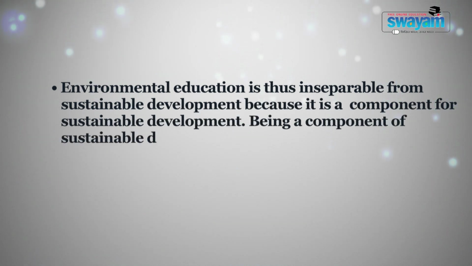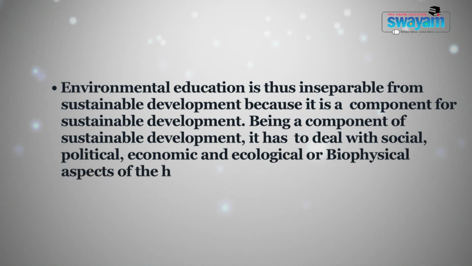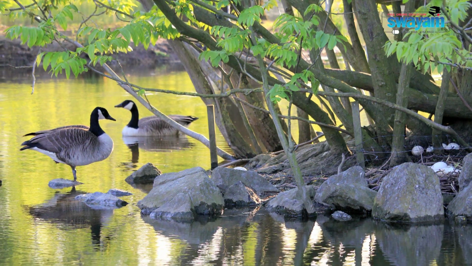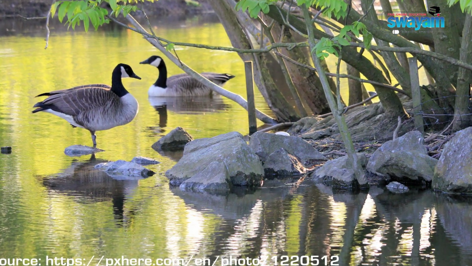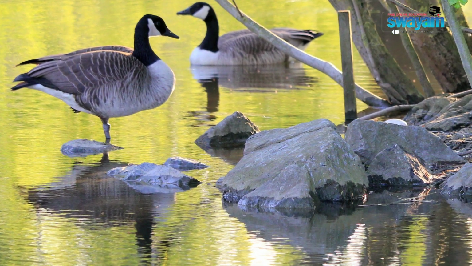Being a component of sustainable development, it has to deal with social, political, economic, and ecological or biophysical aspects of the human environment. Notably, the social aspects deal with people, culture, interactions, services, and utilities. The political aspects of environmental education deal with policies, laws, decisions, programs, etc. The economic aspect deals with the monetary part, and the most important ecological or biophysical aspect deals with the relationships between living and non-living things and their life support systems, which include plants, animals, fish, birds, microorganisms, worms, air, soil, water, rocks, life cycles, food chains, physical features, etc.